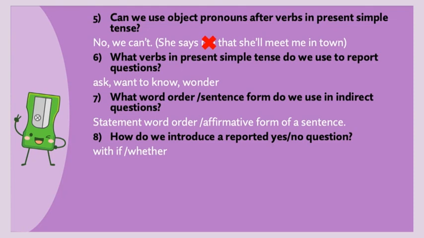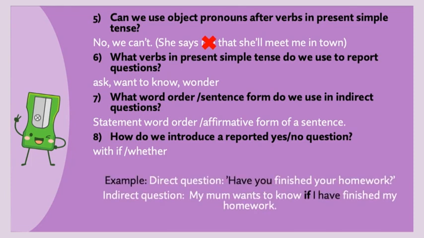Now look at the example that describes the previous rules. Have you finished your homework? My mom wants to know if I have finished my homework. Dakle, u indirektnom pitanju se vidi da je iskorišćen redosled reči kao u potvrdnim rečenicama. U direktnom pitanju smo imali have you, a u indirektnom I have. I započeli smo indirektno pitanje sa if.